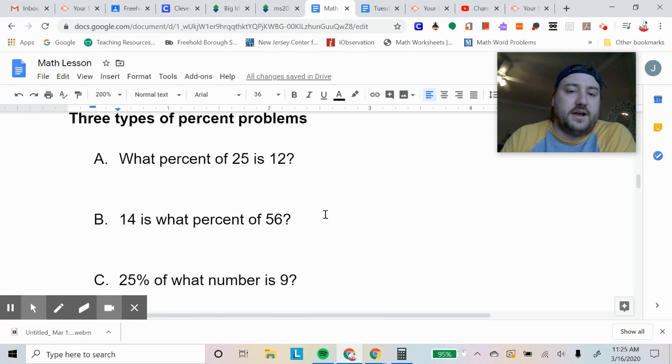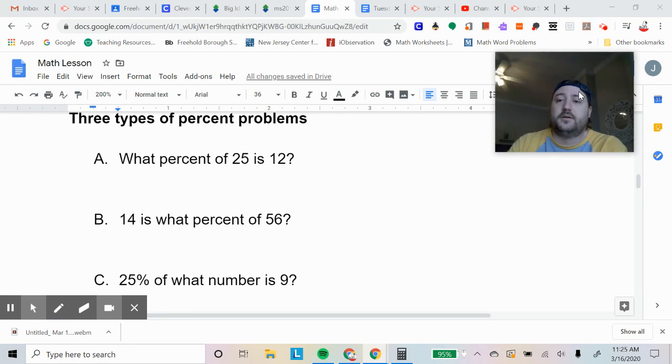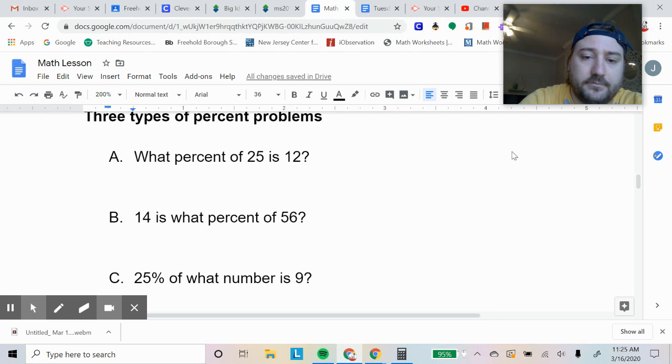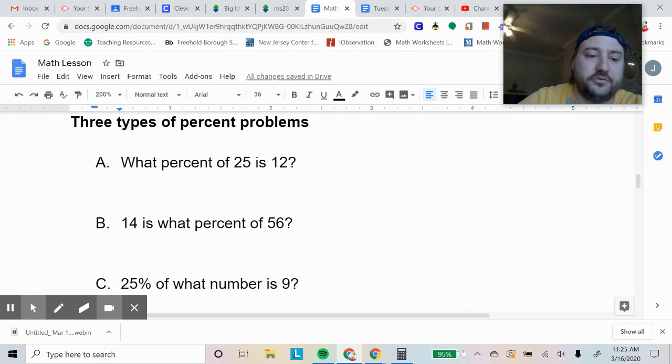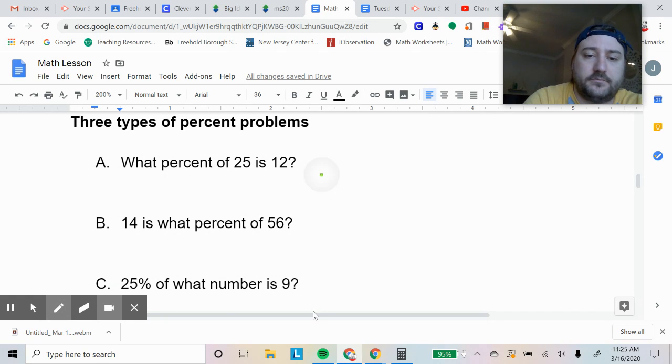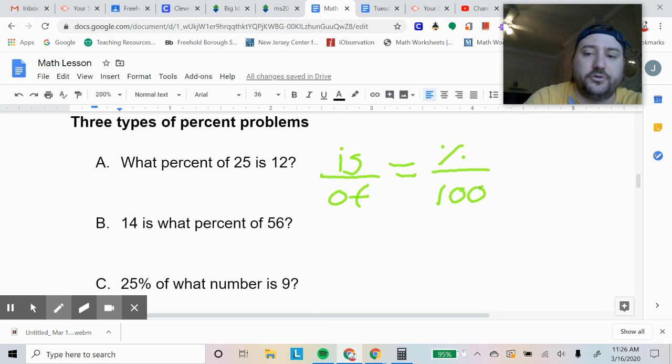What percent of 25 is 12? So this is now our three types of percent problems. If you remember, we could solve using a proportion. Whoop, didn't go into pen mode, sorry. The proportion looks like this: is on top, of on the bottom, equals percent over 100.